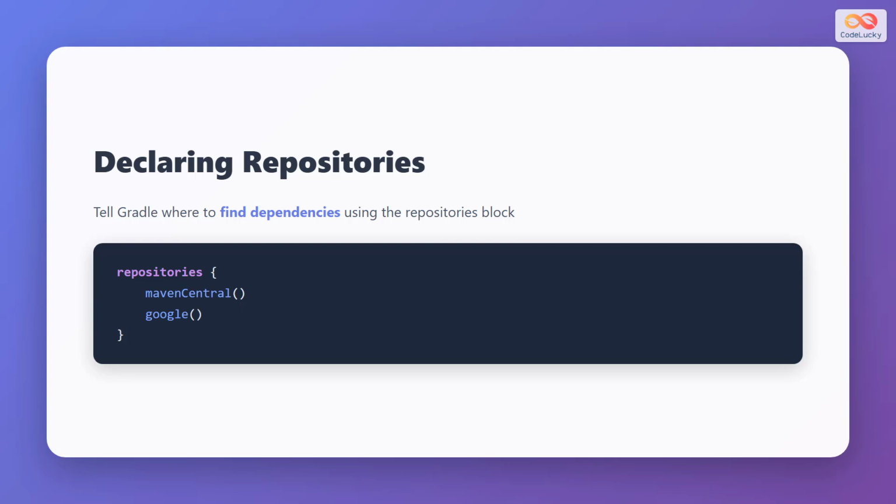Before Gradle can download dependencies, you need to tell it where to find them. This is done using the Repositories block. Maven Central is the most common repository for Java and Kotlin libraries, so you'll typically include Maven Central as a repository. The Google repository is another popular choice, especially for Android development. Gradle will search these repositories in order when resolving your dependencies.